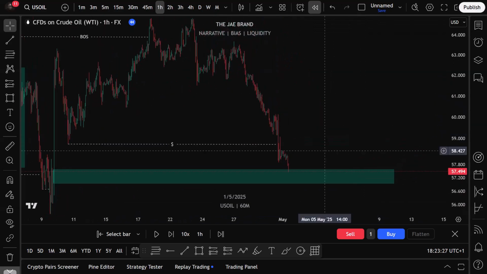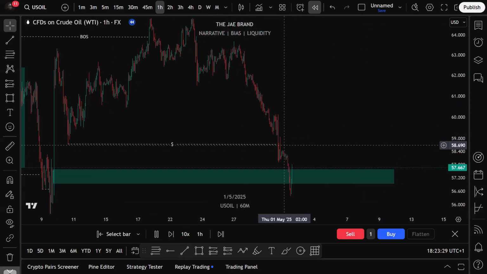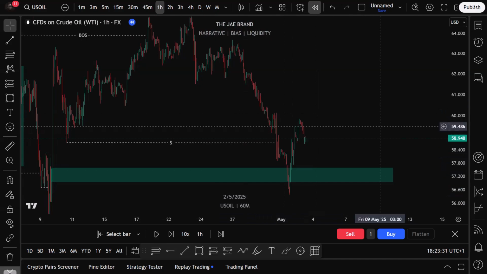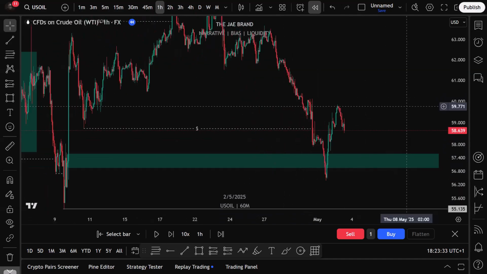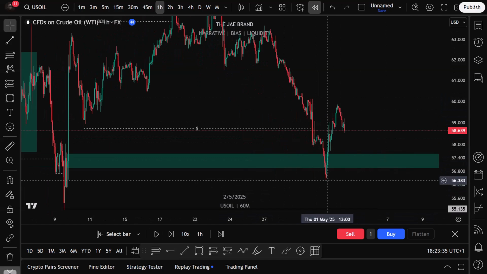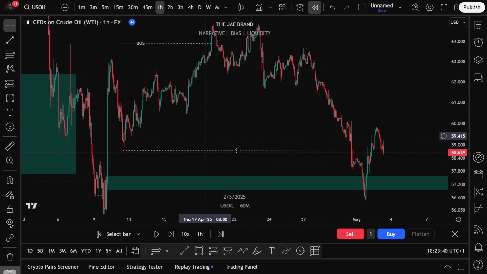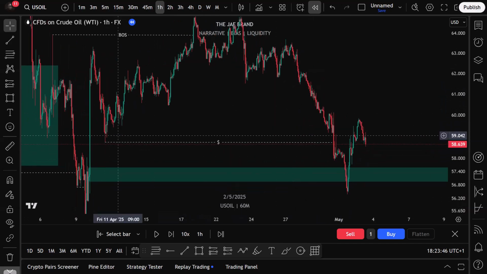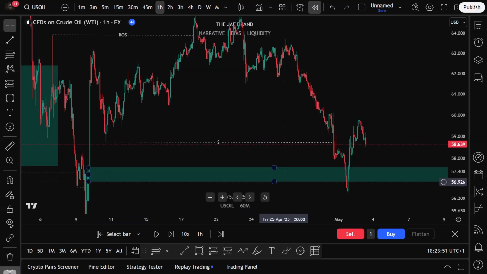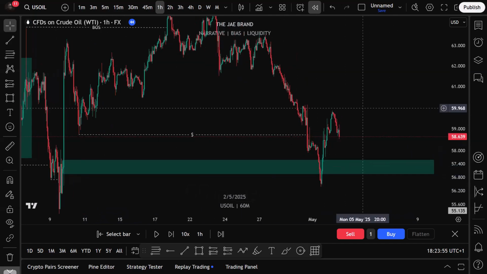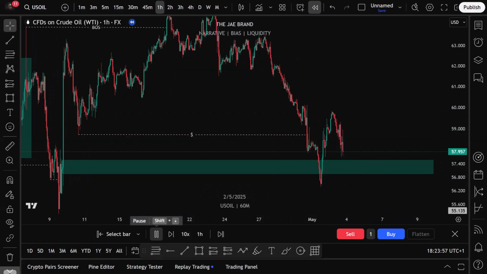So let's see what happened. You see the reaction of price when price got to this area of value. Mind you, price has already taken this liquidity, this structural liquidity. And I have once said that your structural liquidity is important to validate your POI. Okay, now let's see what happens.